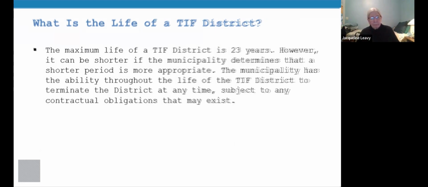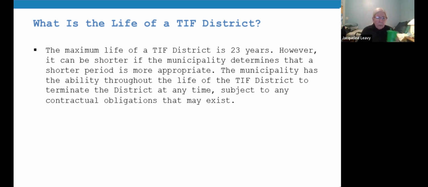And again, the life of a TIF is 23 years. So if you're interested in how the current TIF districts of the Village of Maywood have performed, that information has not been publicly available unless you send a FOIA request into the Village of Maywood, and maybe you'll get a response. But the maximum lifespan of a TIF district is 23 years. Ms. Leavy, could that be extended or reduced?